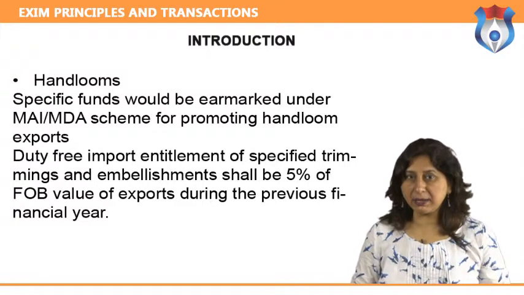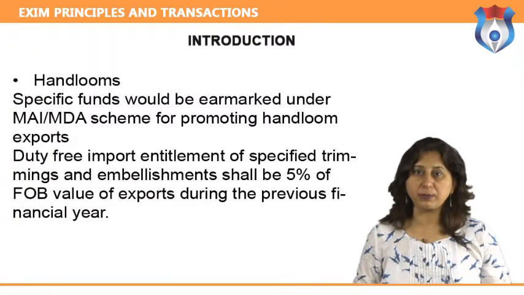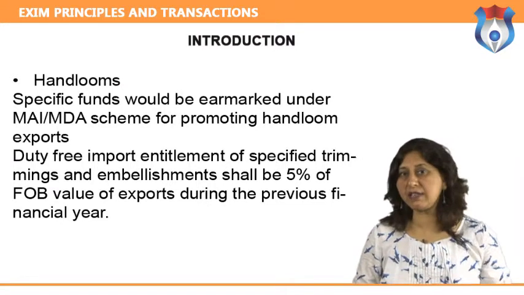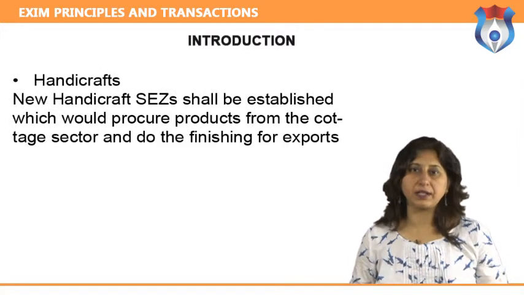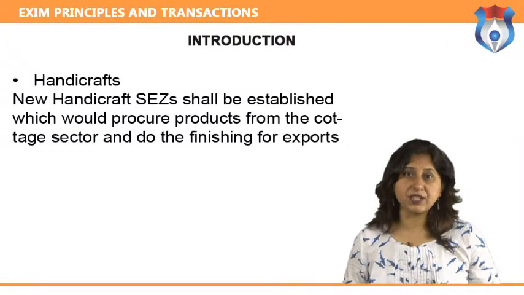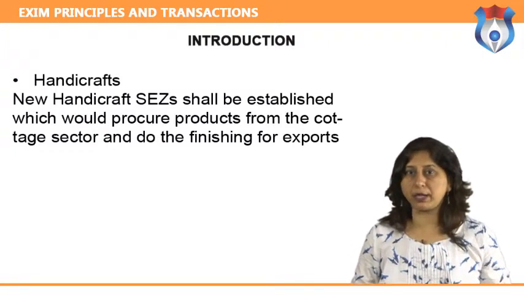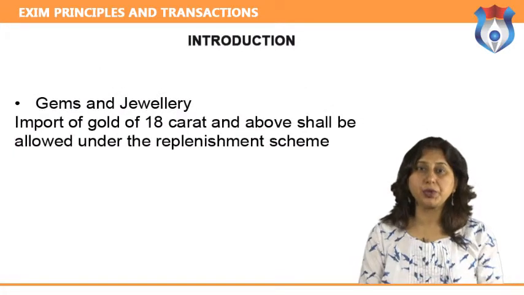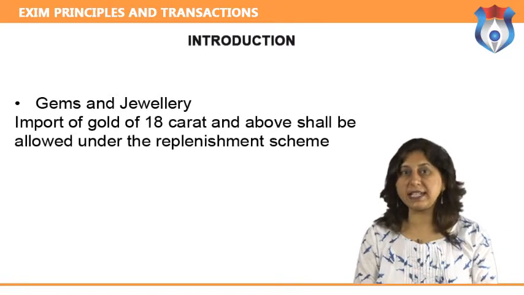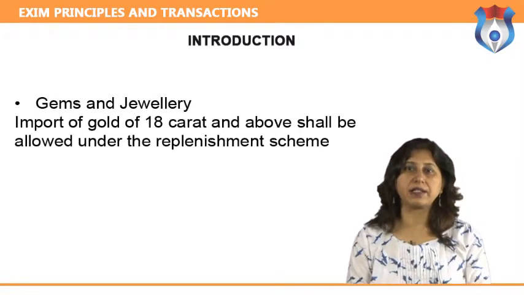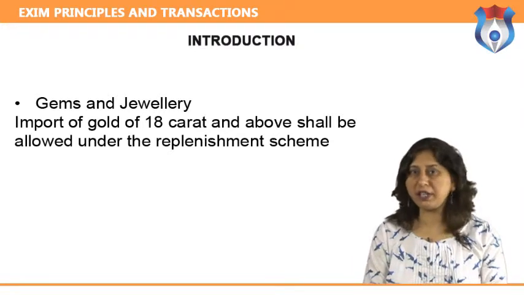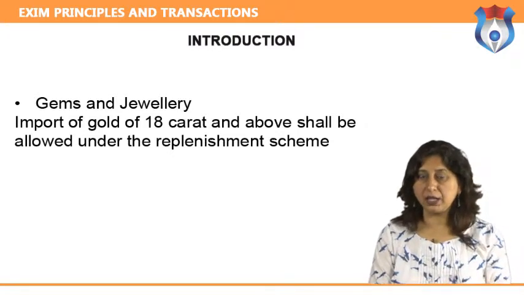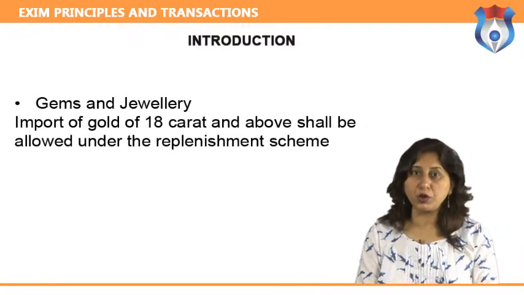Duty-free import entitlement of specified trimmings and embellishments shall be 5% of FOB value of exports during the previous financial year. Handicrafts. New handicraft SEZs shall be established, which would procure products from the cottage sector and do the finishing for exports. Gems and jewelry. Import of gold of 18 carat and above shall be allowed under the replenishment scheme. Duty-free import entitlement of consumables for metals other than gold, platinum shall be 2% of FOB value of exports during the previous financial year.